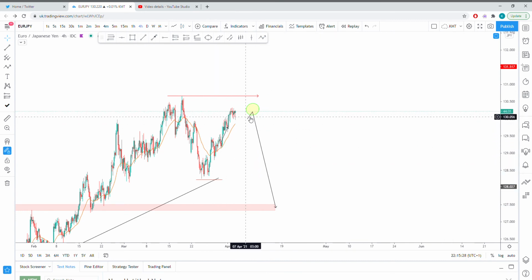Pretty much, as long as price stays below this level, so essentially 130.5, we should be able to push lower. And again, if price stays below this level, then I will be looking for some sells. Hopefully we can get in on this.